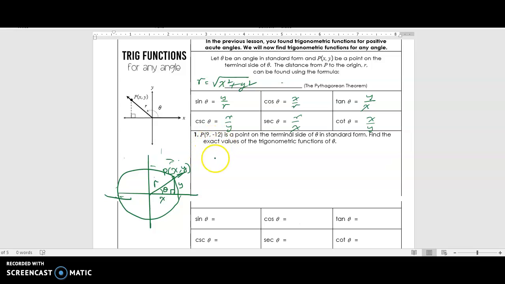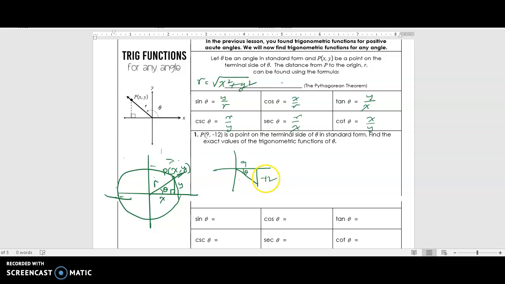Now he says 9 and negative 12 is a point on the terminal side of theta. First of all, you see that the x value is positive and the y value is negative, so you have to closely observe the points. So x is positive and y is negative in the fourth quadrant. The angle would be this way, and you have to attach the angle to the x-axis. Dropping down, this would be r, which we need to figure out, because 9 is positive and negative 12 is negative, since this is on the negative side of the y-axis.